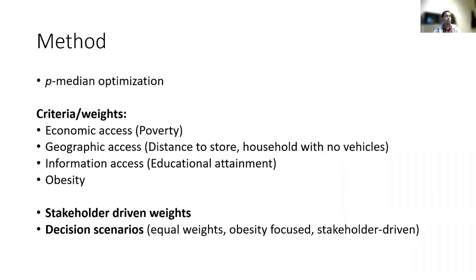So we use p-median optimization for our study, and we incorporate different weights, as I have mentioned here, related to economic factors, geographic accessibility factors, and also information access factors. And as I've already said, we have used stakeholder input to determine the weights on these criteria variables. We also looked at different scenarios with various combinations of weights just to see how the spatial locations are affected by the weights.